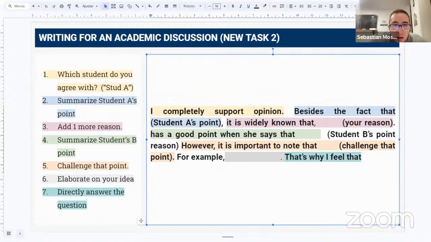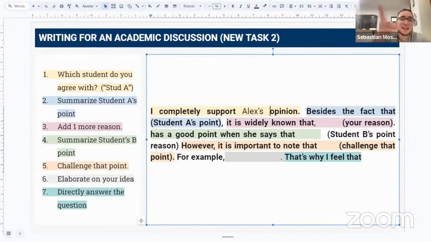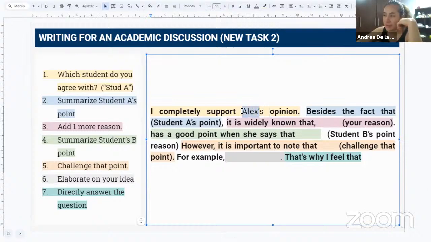Okay, one. I think I agree with Alex. I completely support Alex's opinion, besides the fact that environment is one of the most important things in our normal life. Okay, but that is what Susan said. Also, I mean, sorry, I confused them. You agree with Susan then? Yeah, Susan, yeah. Okay, good.